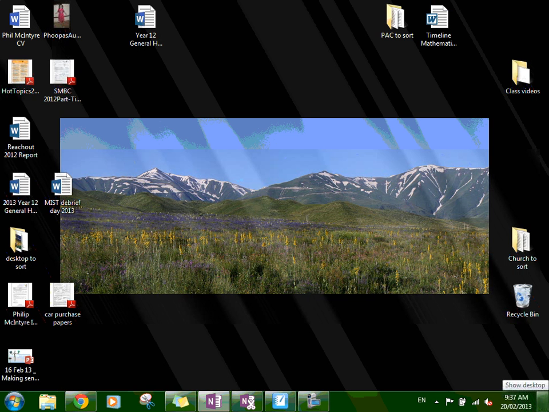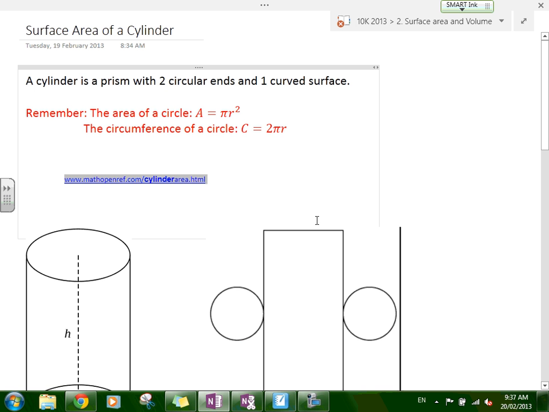So I'd like you to remember from yesterday, we talked about prisms. When you're looking at any sort of solid and its surface area, you've got to break it down, sort of visualize it in your mind, and turn it around and think, how many surfaces does it have, and how do I work out the area of each surface, each face? Surface area is just the sum of all the areas of the faces.